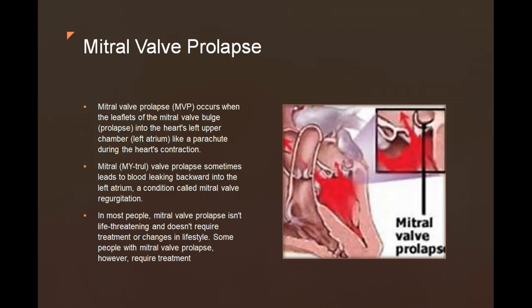This mitral valve prolapse can sometimes lead to blood leaking backward into the left atrium. So somebody with mitral valve prolapse could most likely also have mitral regurgitation as well, mitral valve regurgitation. In most people, this prolapse isn't life-threatening, and it doesn't even require any sort of treatment or changes in lifestyle. But there are cases when it does require treatment.